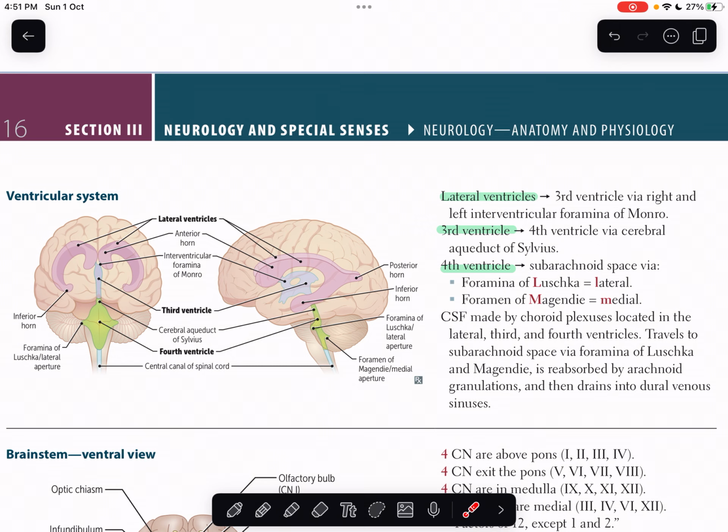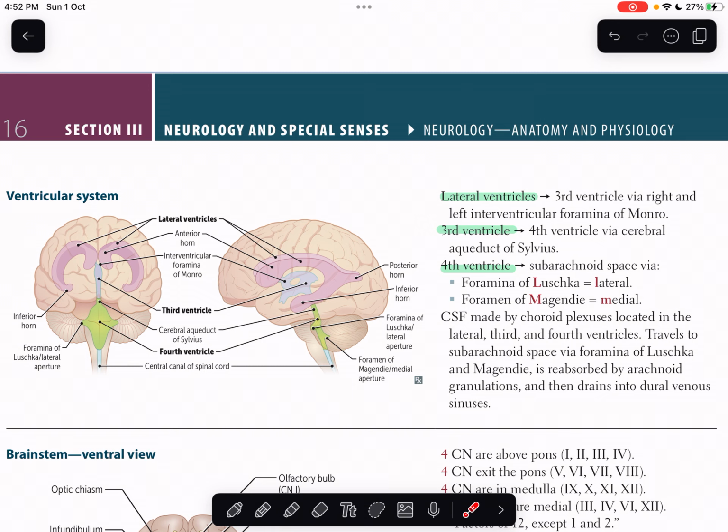Okay, so then from the third ventricle it is going to enter the fourth ventricle via the cerebral aqueduct of Sylvius. So where is the cerebral aqueduct of Sylvius? Here we have the cerebral aqueduct of Sylvius. Then we have the fourth ventricle, which opens into the subarachnoid space via the foramen of Luschka, which is lateral, and the foramen of Magendie, which is medial. So here we have the foramen of Luschka and the foramen of Magendie.